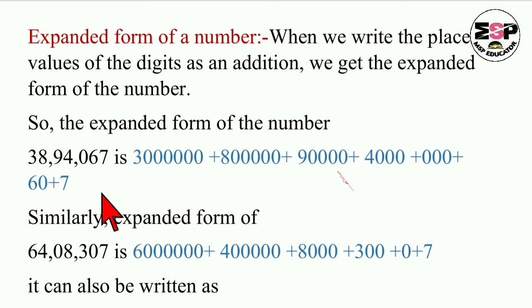Okay, understood now? Similarly, the expanded form of 64,08,307. Here also you are going to write each and every digit's place value as I told you.